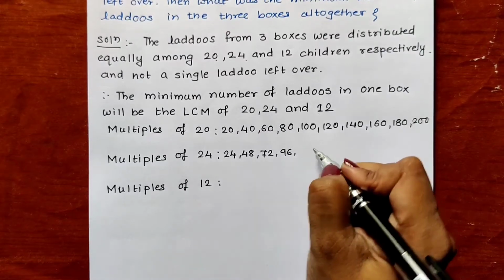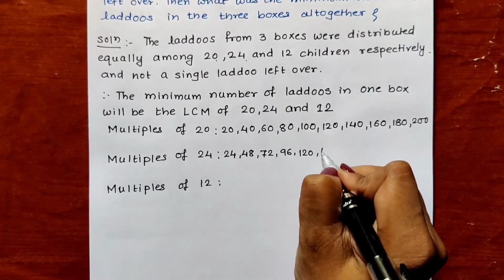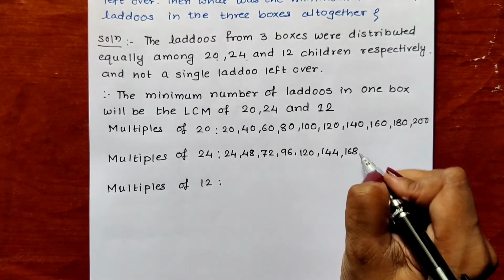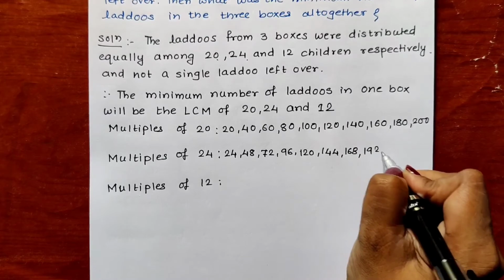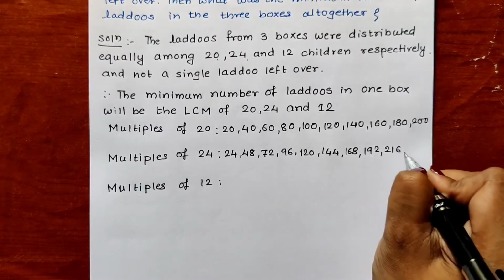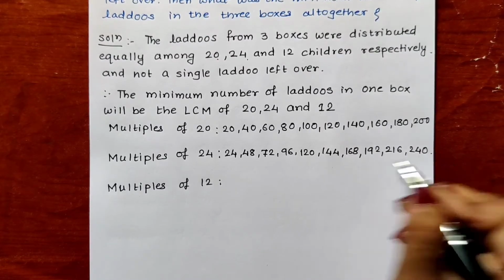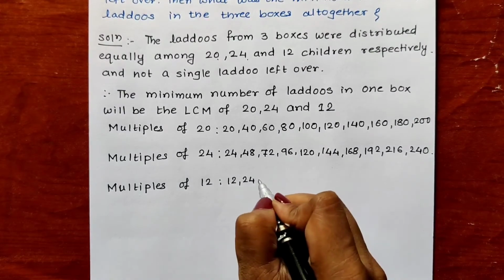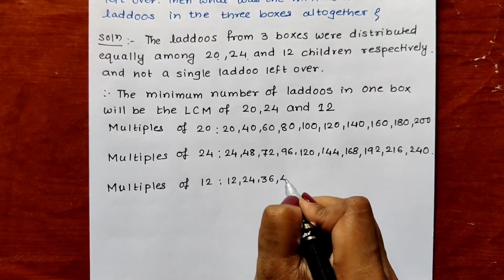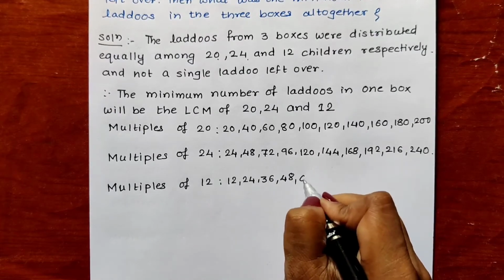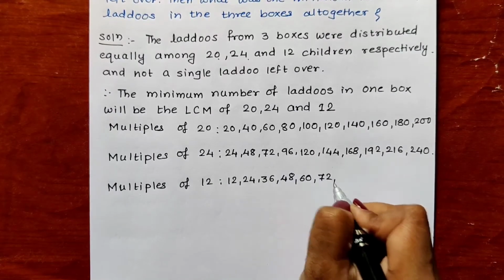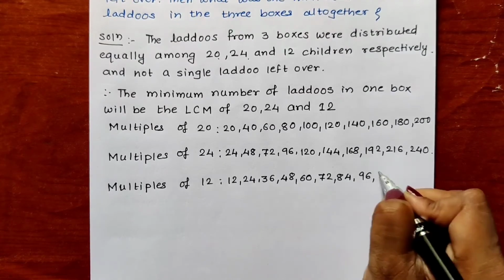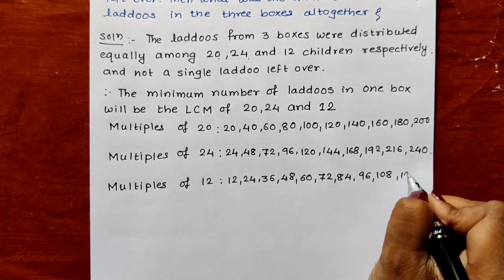72, then 96, 120, 144, 168, then 192, 216 and 240. Now 12's table. 12 ones are 12, 12 twos are 24, 3's are 36, then 48, then 60, then 72, 84, then 96, 108 and 120.